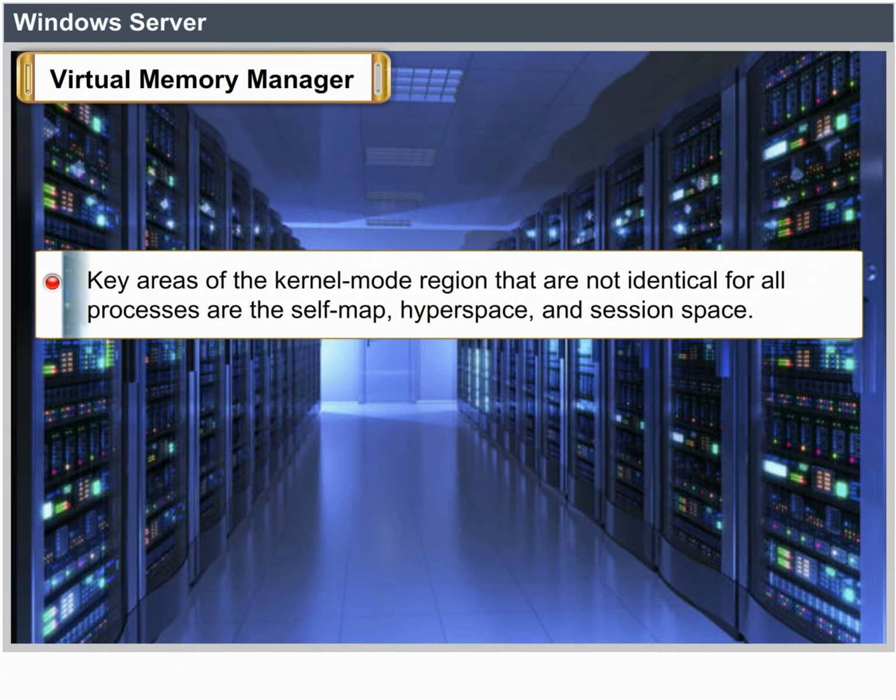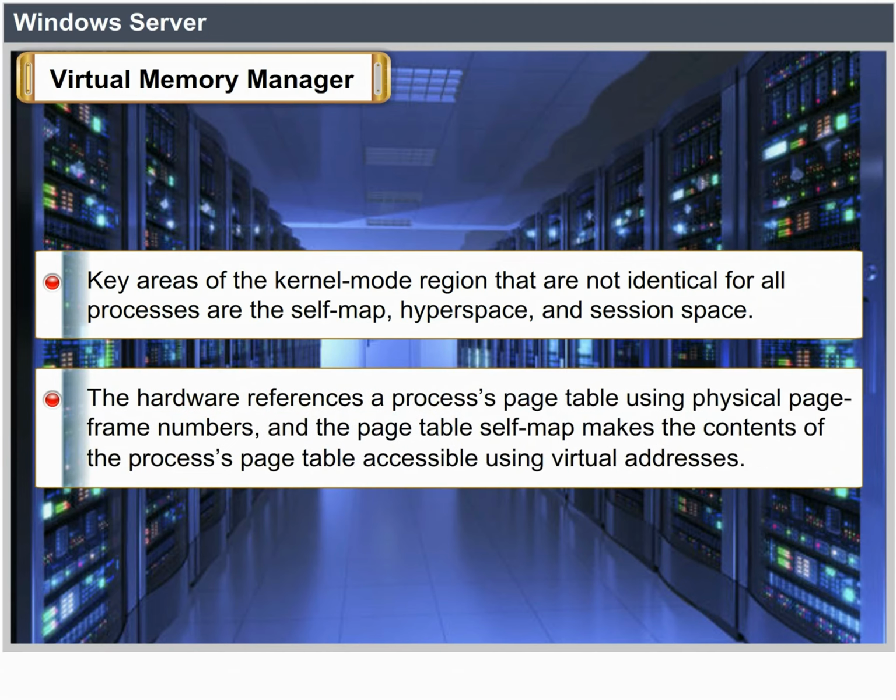Key areas of the kernel mode region that are not identical for all processes are the self-map, hyperspace, and session space. The hardware references a process's page table using physical page frame numbers, and the page table self-map makes the contents of the process's page table accessible using virtual addresses.